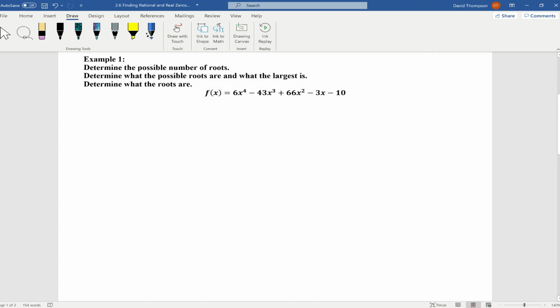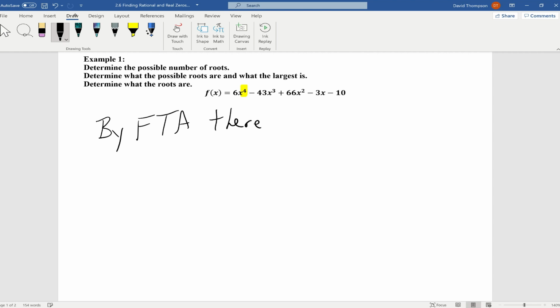Example 1. Determine the possible number of roots. Determine what the possible roots are and what the largest is, and determine what the roots are. So for determine the possible number of roots, we find the largest exponent. In this case it's 4. So by the fundamental theorem of algebra, there are at most 4 roots. These could be real roots or complex roots.